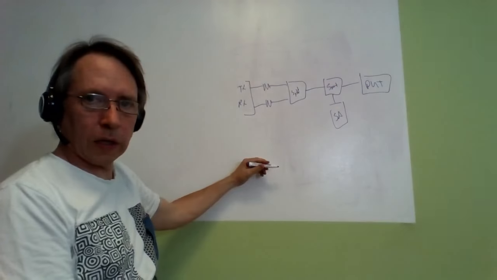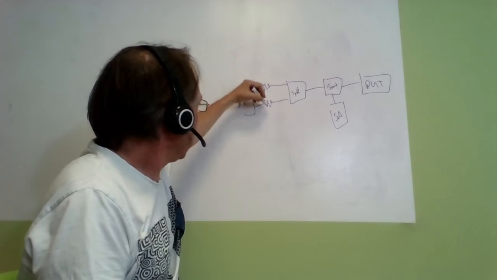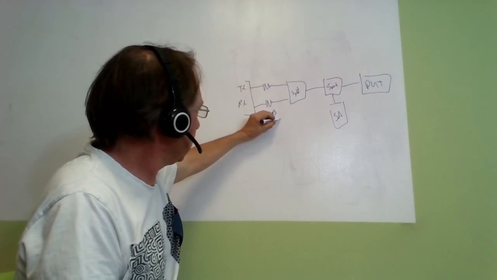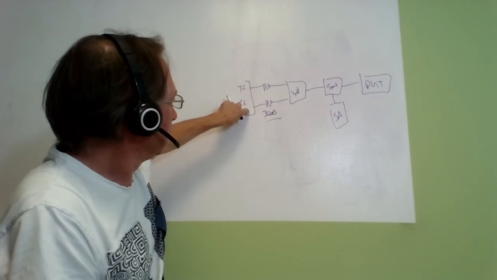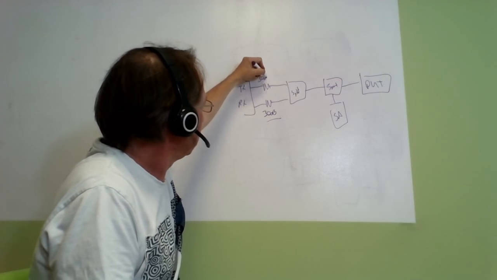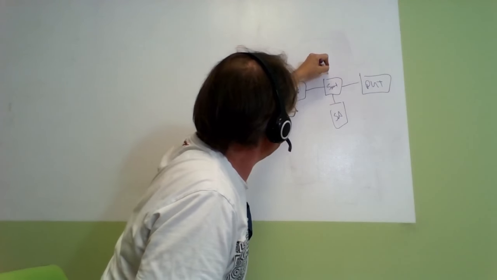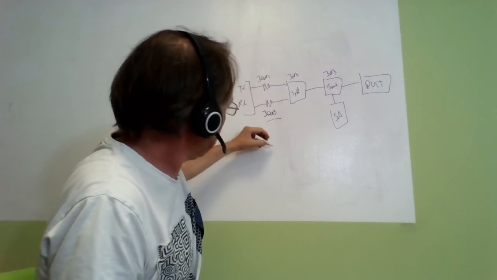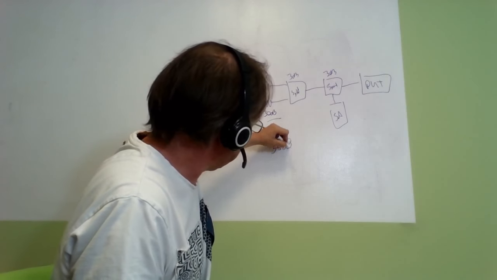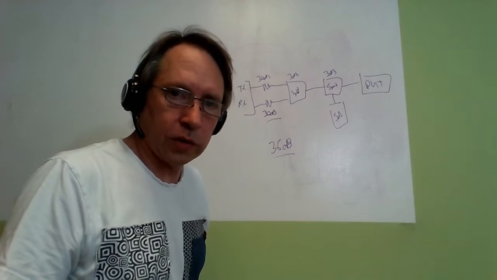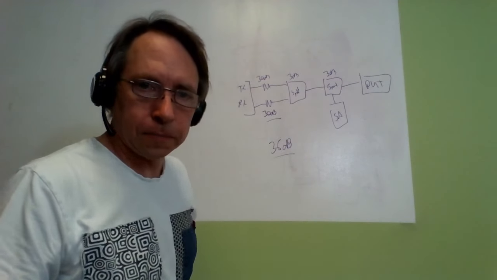Here's our test fixture again. We have a 30 dB attenuator on each side. We have a splitter, another splitter. We're losing 3 dB in each splitter. So the expected loss through our test fixture is 36 dB. We expect to lose 36 decibels through this test fixture by design.